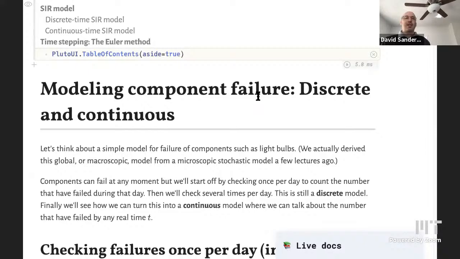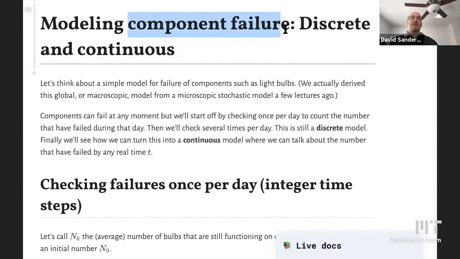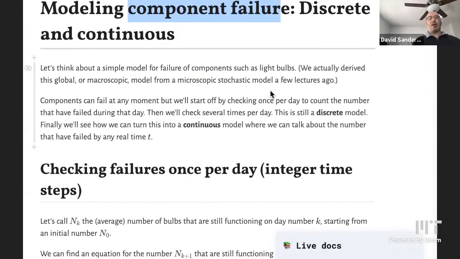We're going to start, as always, with the simplest possible model that we can, and it's going to be modeling component failure. You may remember that a few lectures ago, we did a model of component failure starting from a probabilistic or stochastic model. Even if you didn't see that, it doesn't matter. We're going to restart from a different point of view, with a model that we derive from that probabilistic model, but it's also a pretty intuitive model in its own right.